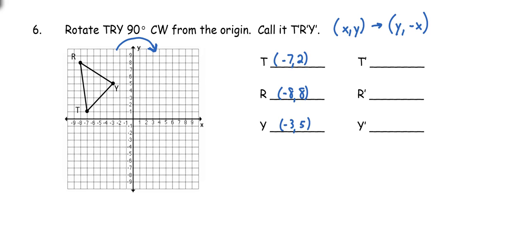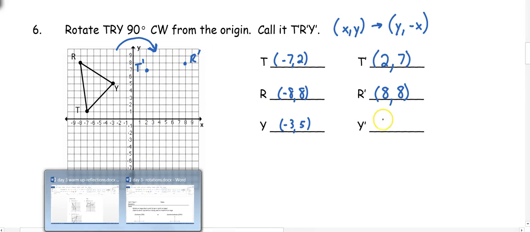If I have the point -7, 2, based on this rule, my y coordinate becomes the x coordinate, and I need to switch the sign of the x coordinate, which becomes the y. So I now have 2, 7. R prime, same thing. The y coordinate becomes the x, and I need the opposite of the x to become the y. So R prime is now at 8, 8. And Y, when I switch, is 5, 3. That is Y prime. I'm just going to connect those three points, and now I've formed my triangle.